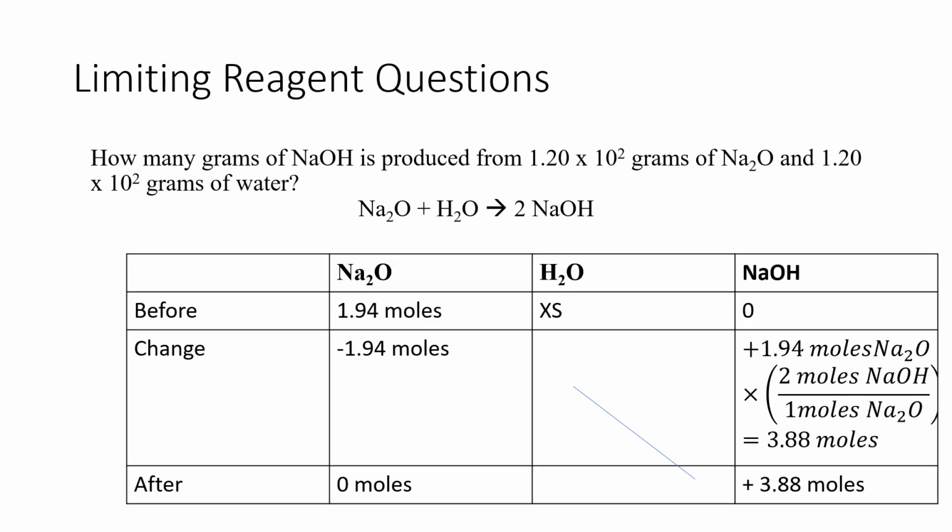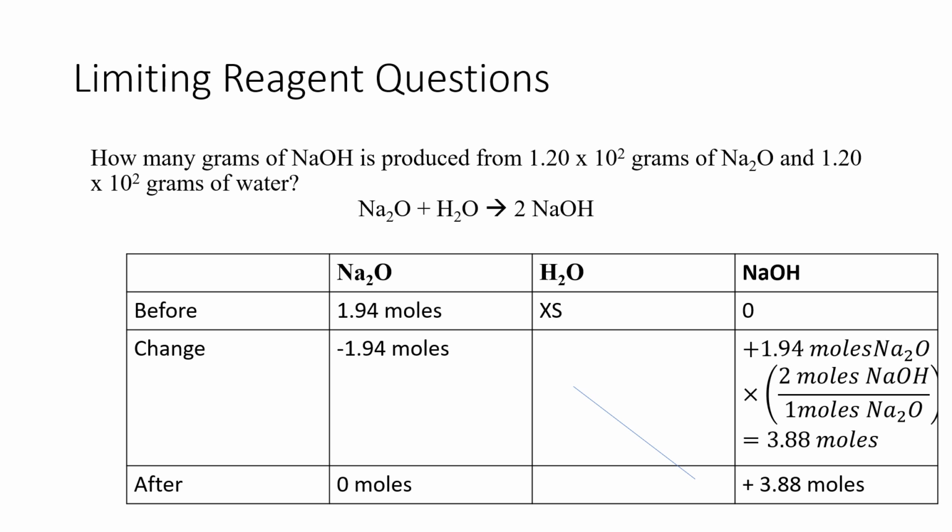But what if the questions give you values for both reagents? Well, now you cannot ignore water because values are given for both reagents. Now, this is a classic limiting reagent question in stoichiometry. So how do I know when I'm dealing with limiting reagent questions?